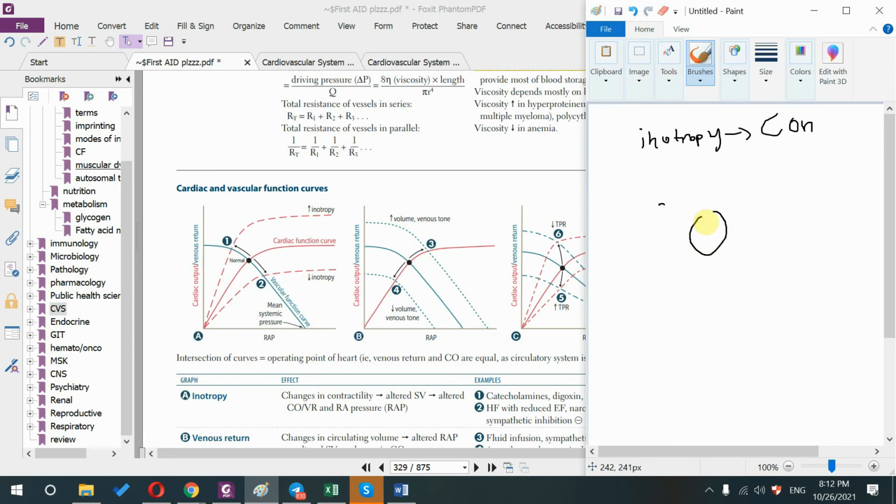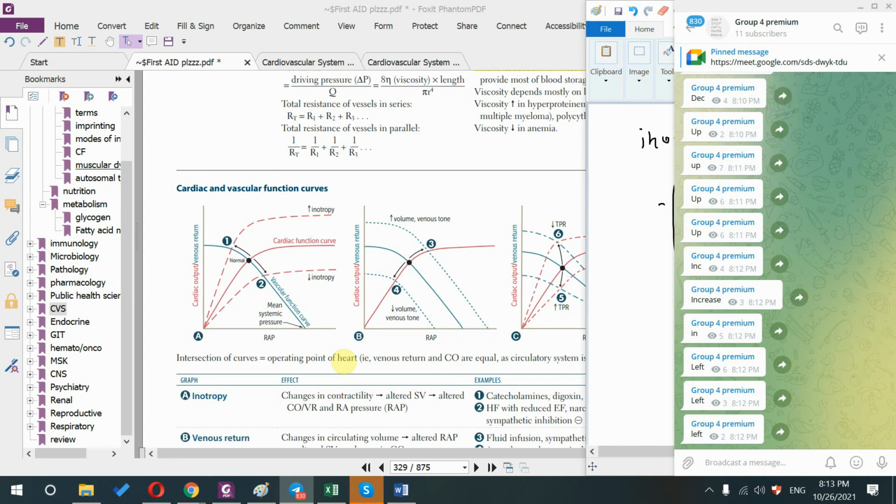If I draw this for you, this is the left atrium, this is the left ventricle, this is the aorta. The patient has heart failure. This pump is not pumping anymore. So what will happen? The blood will be accumulating inside of the left atrium. That will increase the amount of the blood inside of the left atrium. If you increase the amount of the blood inside of the left atrium, the right atrial pressure will go up. If it goes up, your curve will shift to the right. Yes, guys?